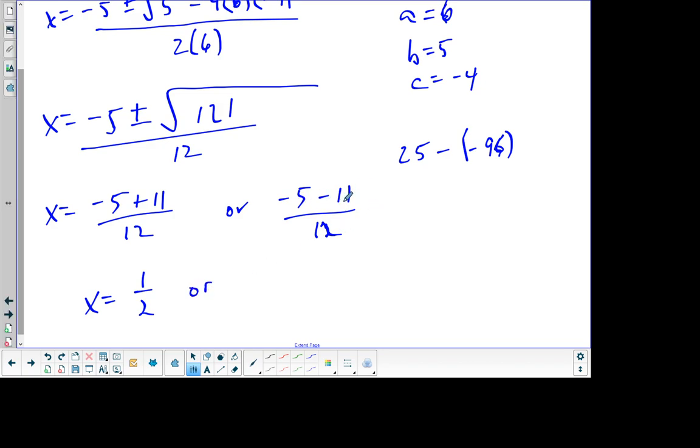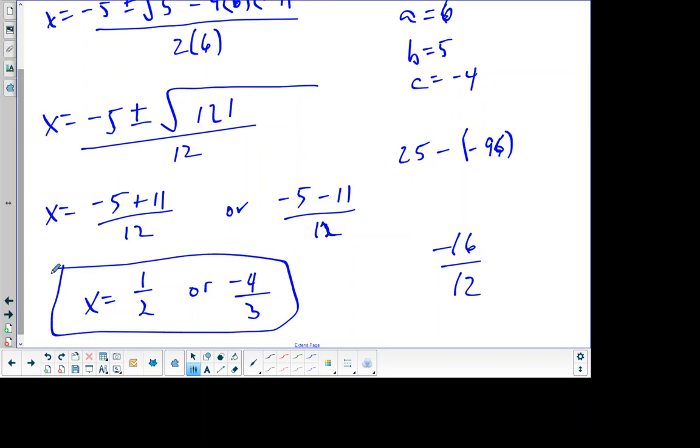And then simplify the other one. What's negative 5 minus 11? Negative 16. And then negative 16 over 12. You can make it a decimal, or if you just divide both by 4, you could simplify the fraction, and you get negative 4 over 3, or negative 1 and 1/3. Make sure you write it negative. So those are your two solutions for that quadratic equation. That's a pretty easy one. It's just substitution is all it is, right?